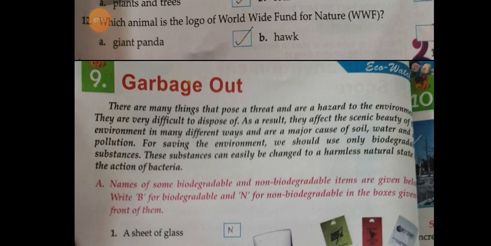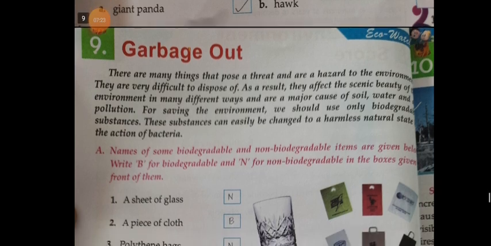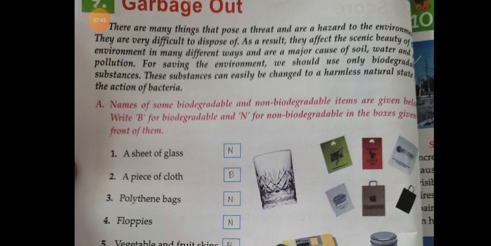Then the next one is Garbage Out, 9th chapter. There are many things that pose a threat and a hazard to the environment. They are very difficult to dispose of. As a result, they affect the scenic beauty of the natural environment in many different ways and are a major cause of soil, water and air pollution. For saving the environment, we should use only biodegradable substances. These substances can easily be changed to a harmless and natural state by the action of bacteria.